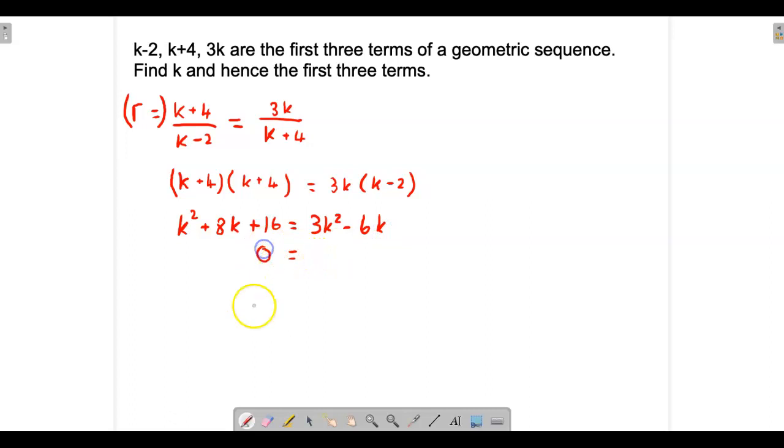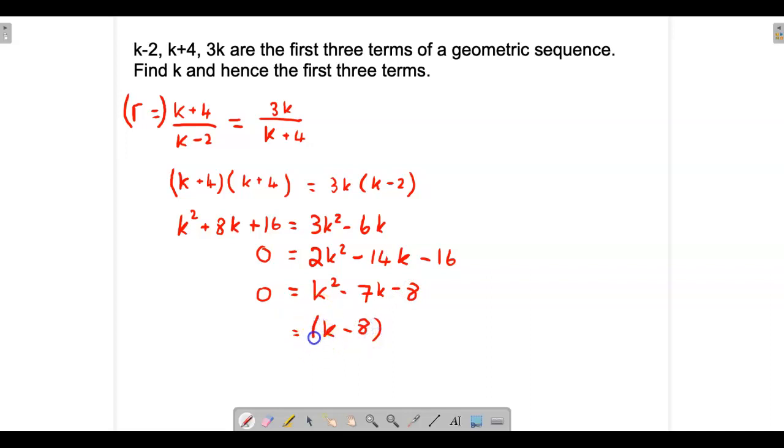So let's make this 0. I need to take away k squared from both sides. I need to take away 8k from both sides. I need to take away 16 from both sides. Make it a bit easier for myself. Let's divide through by 2. And then we're going to go k minus 8.